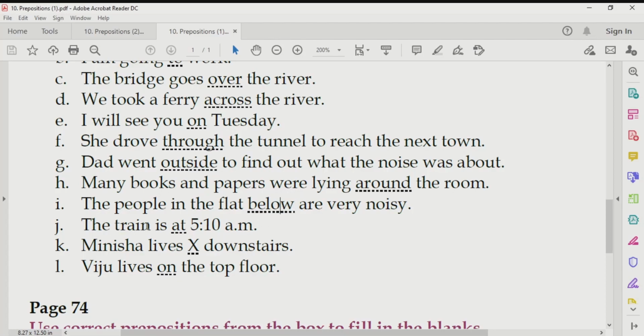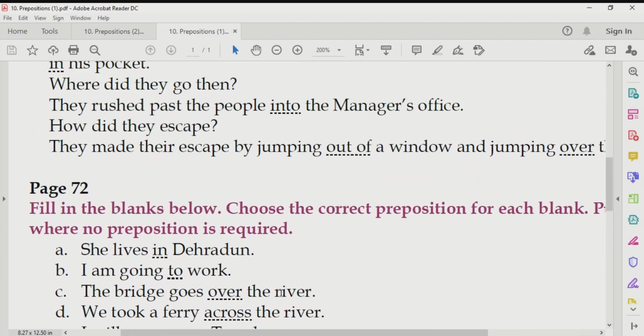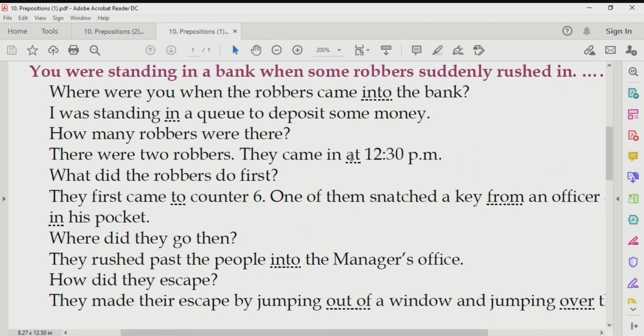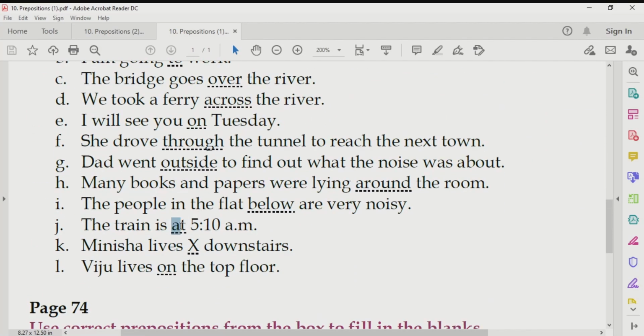Next one. The train is at 5:10 a.m. As I already told you earlier, whenever you are talking about time, as you can see over here, 12:30 came in at 12:30. Always use the preposition at.